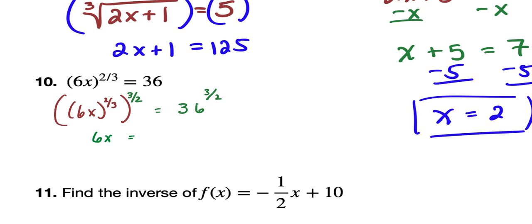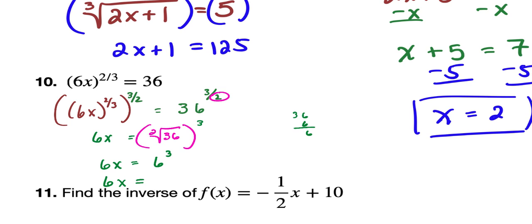So it eliminates that exponent completely. Now on the right-hand side, we got 36 to the 3/2, so we want to simplify that. The 2 means to square root 36, and the 3 then means to cube that answer. So the square root of 36 is 6, so it's 6 cubed. So 6x, and we have to cube 6, so it's 36 times another 6. 216, I believe. 216, let's divide that by 6 now to get that x alone.